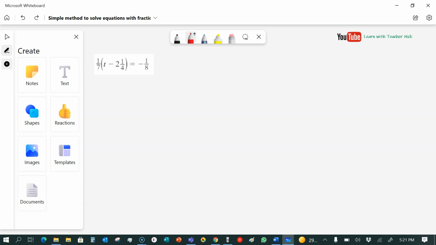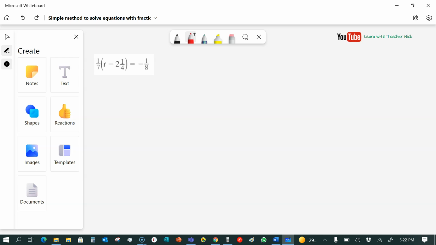Today we're going to be solving an equation which involves fractions. I'm going to try and show you a simpler method of dealing with fractions. The simple method is, you look at the denominator and multiply everything by that denominator. Okay, let's have a look.